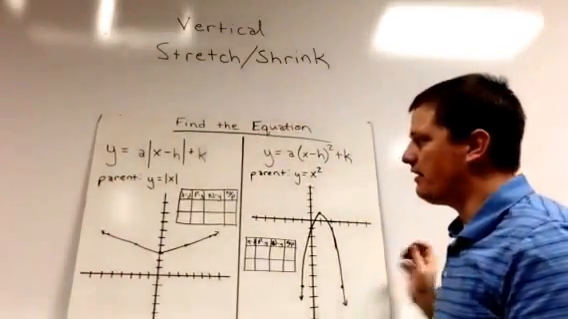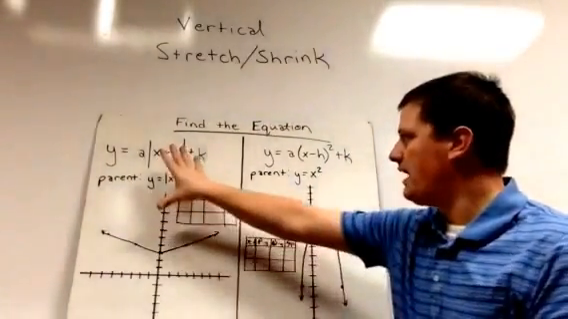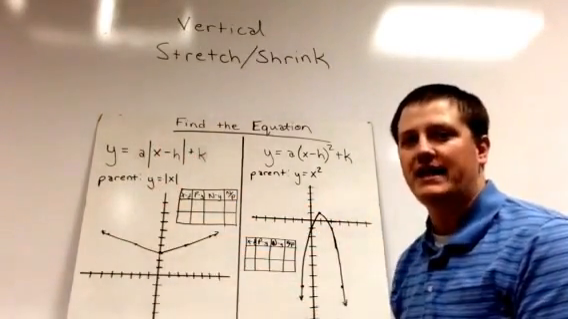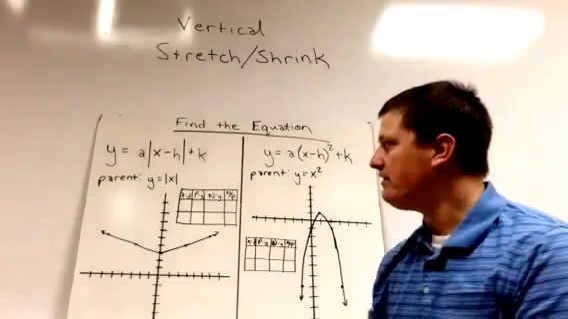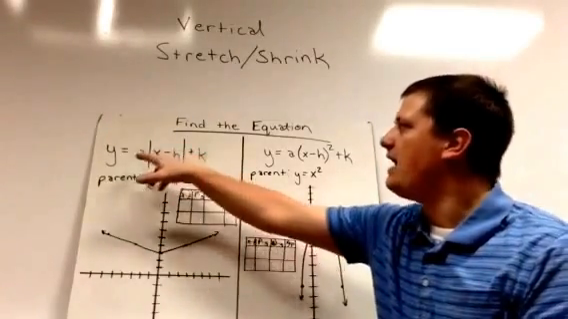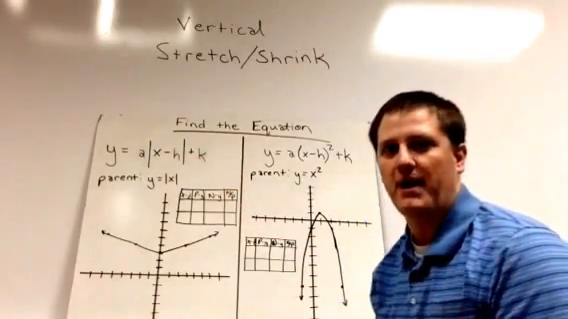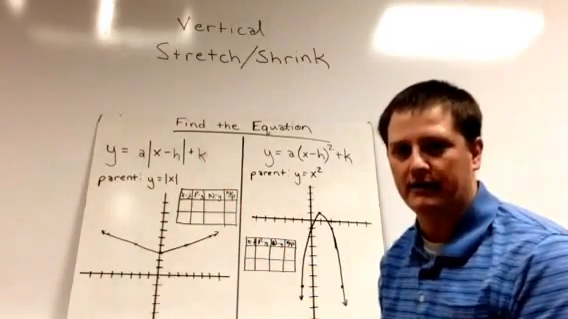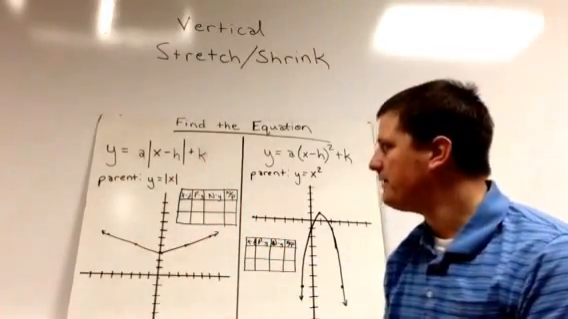So what I have here are 2 graphs, one being an absolute value, one being a quadratic. We want to find the equation of each. Well, the easy things are finding the h, the k, and whether the a value is negative or positive. The hard part is finding the stretch or shrink factor. So that's what we're going to focus on here.